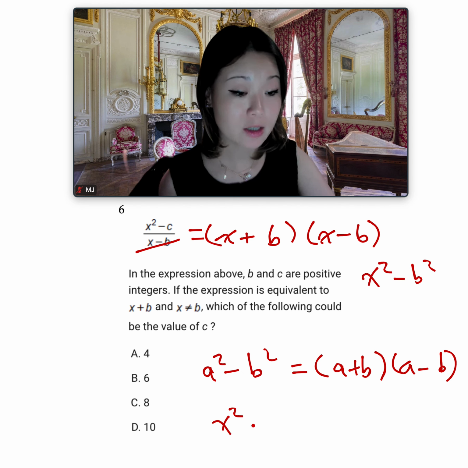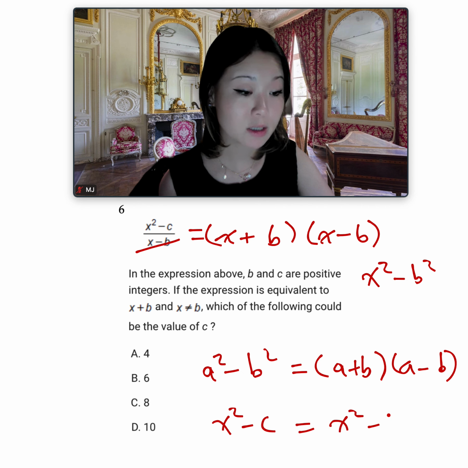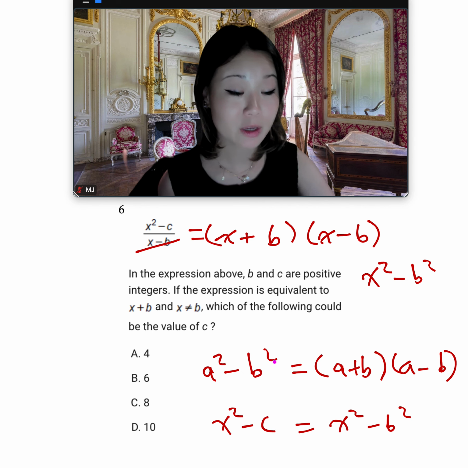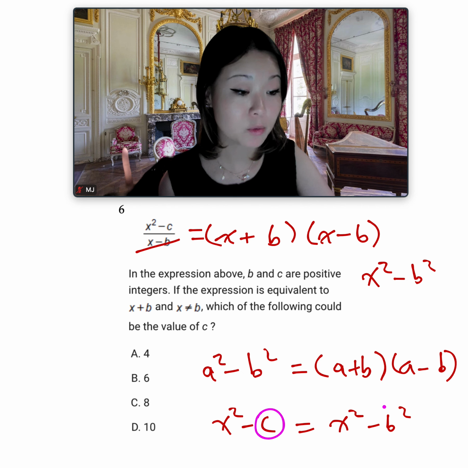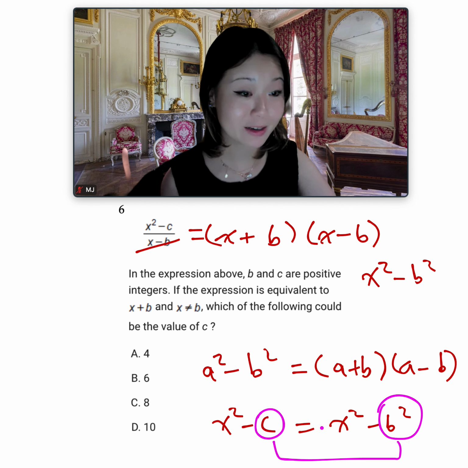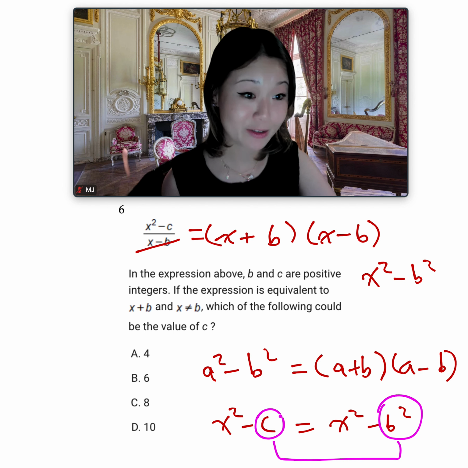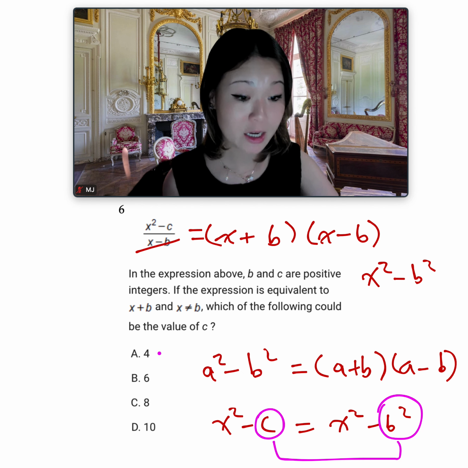So if we know that x squared minus c is equal to x squared minus b squared, then what do we know? Effectively, this c term will be equal to our b squared term. This is not really that enlightening, but what it does say is that c is a perfect square. In other words, it is a product of a number multiplying itself. And the only option here is going to be 4.